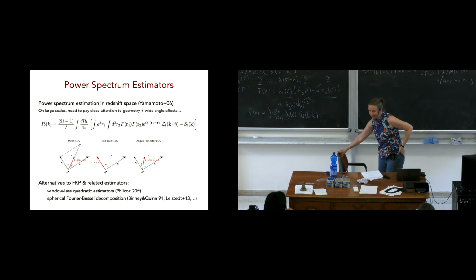The final ingredient that we will now still need to go along with our power spectrum is a covariance.